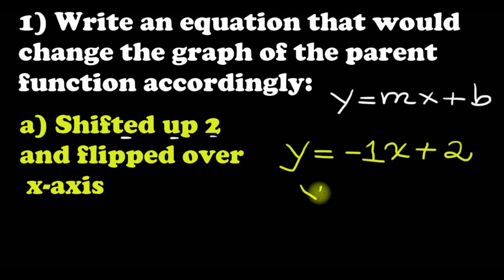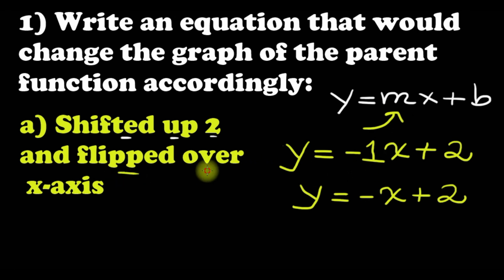And then you can rewrite this if you want to. You can rewrite this as y equals negative x plus 2. The slope is a negative number, and we show that because it's right here. It's flipped over the x-axis. Okay, and then the b, it goes up 2 units. So this is the equation we're looking for.